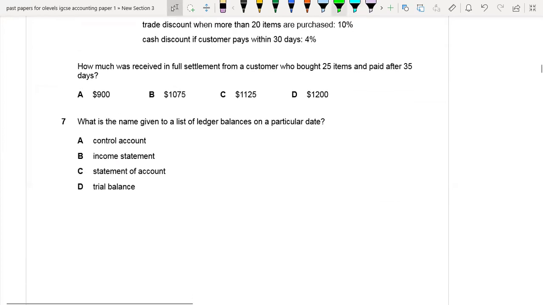Question 7. What is the name given to a list of ledger balances on a particular date? So this is very easy. The list of ledger balances is called the trial balance, not the statement of account, not the income statement, not the control accounts.